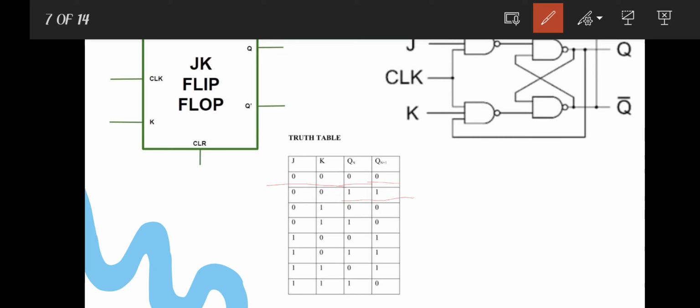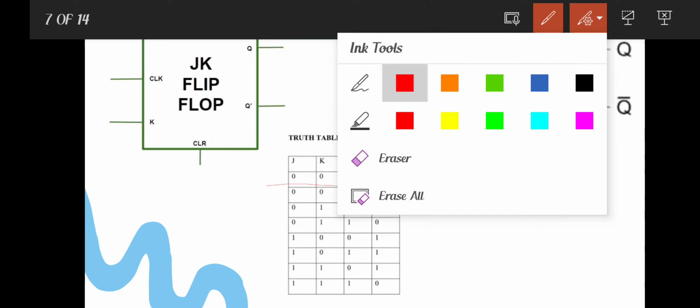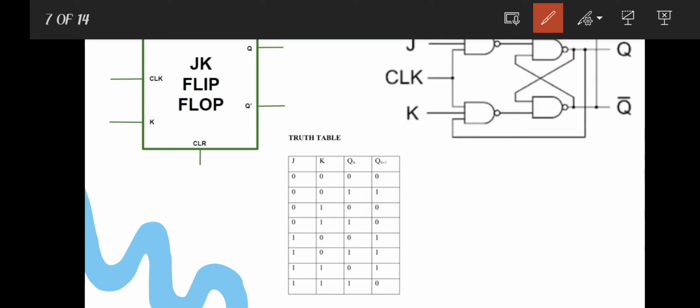Similarly, when J is equal to 0 and K is equal to 1, then irrespective of the present state of the flip-flop, in the next state it will reset to 0. Similarly, if J is equal to 1 and K is equal to 0, then irrespective of the present state of the flip-flop, in the next state the flip-flop will get set to 1.